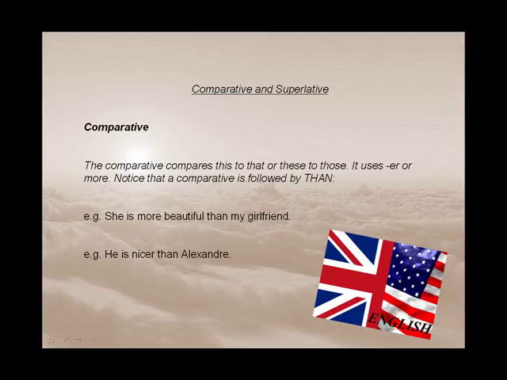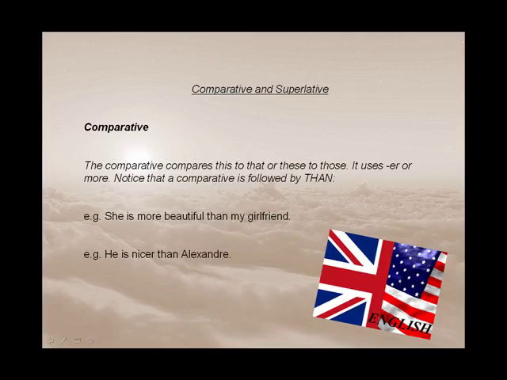So, comparative and superlative. Now we're gonna see the comparative. Comparative compares this to that or this to those. It uses -er or more, and notice that the comparative is followed by than. Some examples of the comparative are: she is more beautiful than my girlfriend, and he's nicer than Alexander. Ella es más hermosa que mi polola, o él es más simpático que Alexander. You have to notice that you have to use -er, then than.